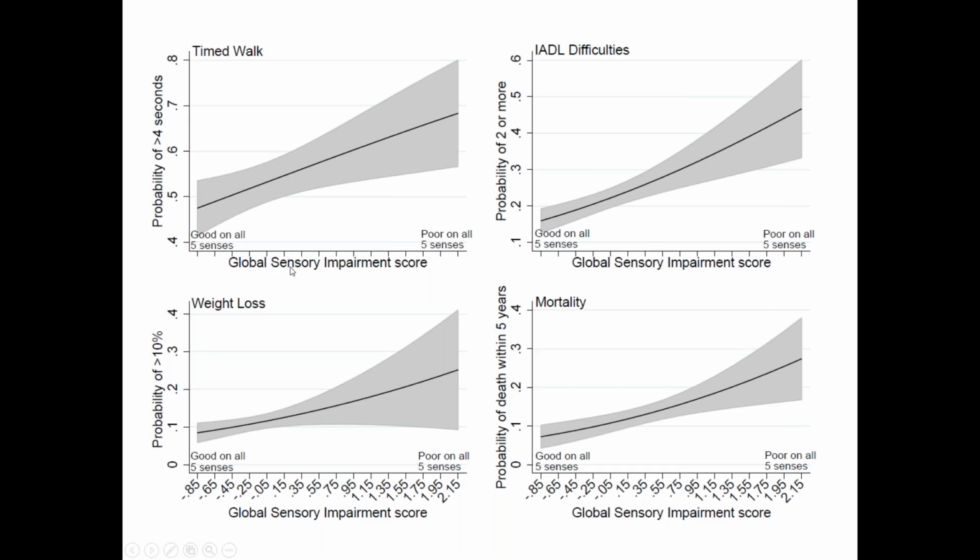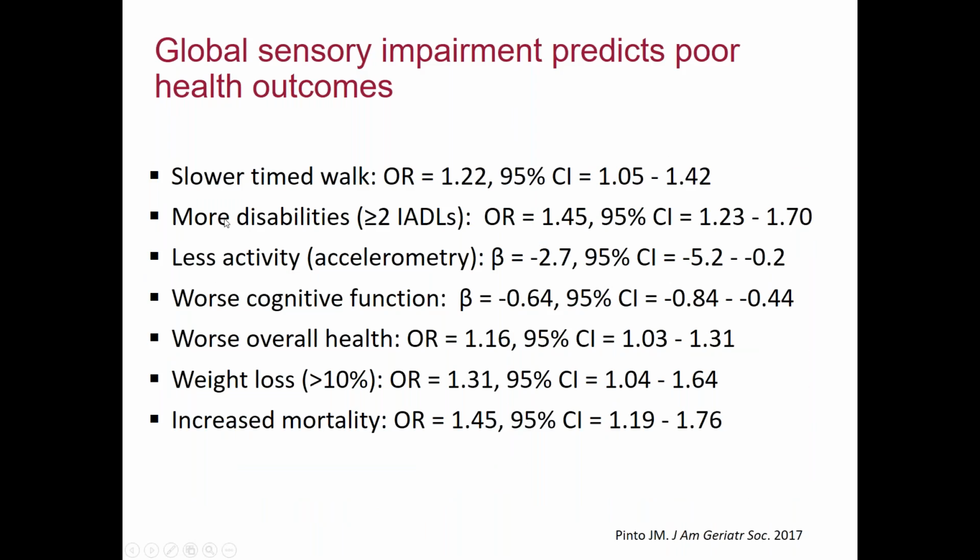So here on the upper left, you see that as the global sensory impairment score increases, you have higher impairments in your walking speed, you have larger numbers of IADL difficulties, you have a greater weight loss, and then maybe the ultimate outcome, people who have worse global sensory impairment have higher probability of death in 5 years. So we see that sensory function is really closely related to these key factors in aging. And here's a slide of these data with the numbers. So global sensory impairment predicts a slower timed walk, more disabilities, less activity, worse cognitive function, worse overall health, greater weight loss, and increased mortality.